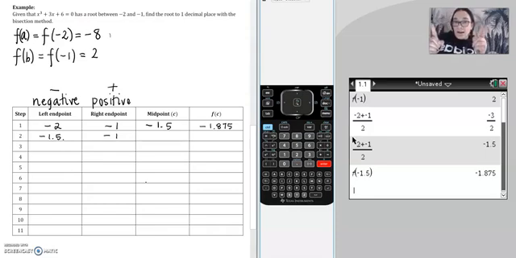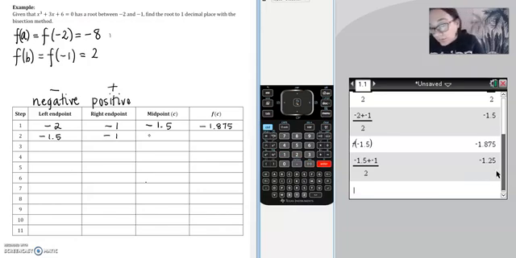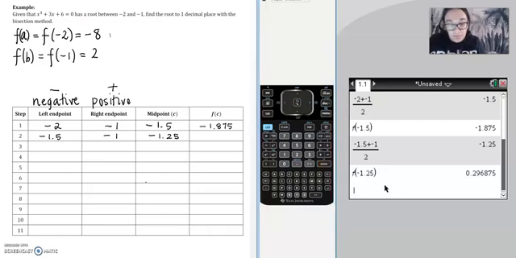We're now comparing negative 1.5 and negative 1. So we have to find the new midpoint for that. So let's do that. Negative 1.5 plus negative 1 divided by 2, and we get negative 1.25. Okay, we're now needing to substitute this value in, so I'm going to use the trick from before. I'm going to press up, highlight, bring it down, press enter, move my mouse, there you go, and we get 0.2969.